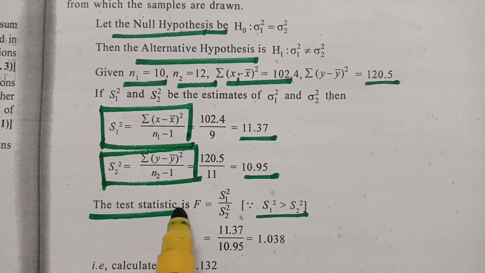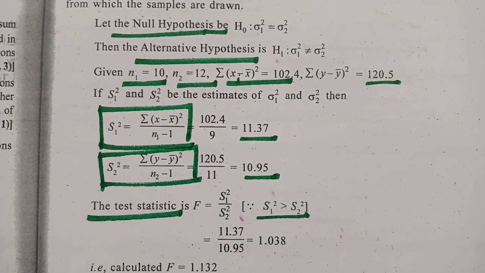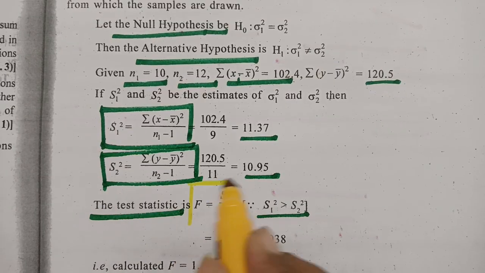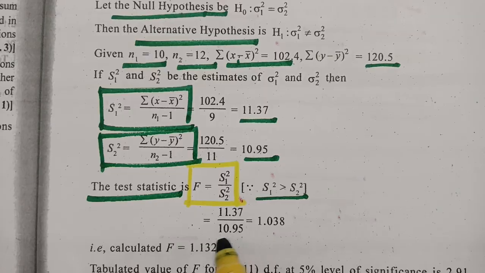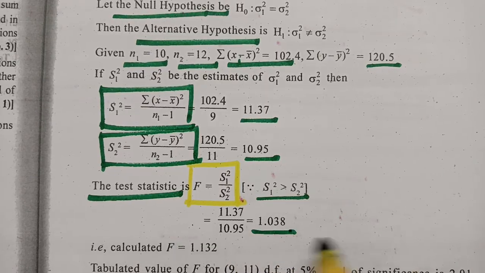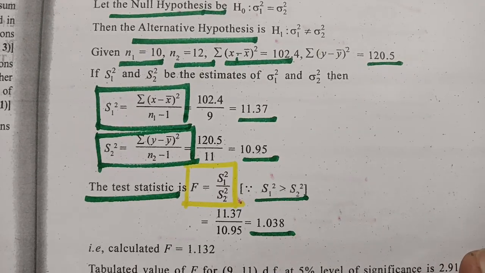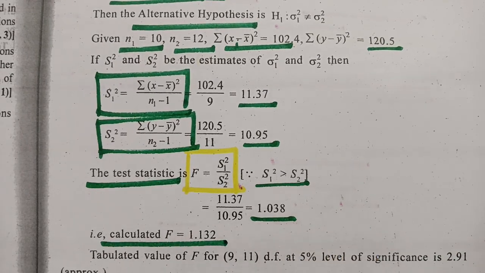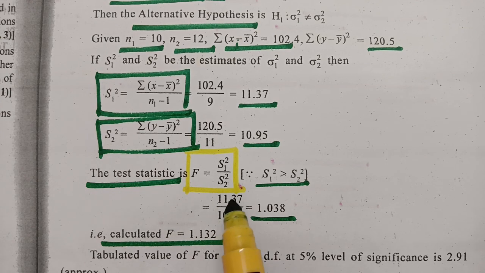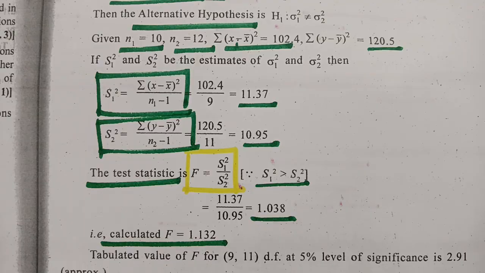According to our test statistic, whichever is greater, we have to take it in the numerator. Therefore, the formula of F will be S1 square by S2 square, that is 11.37 by 10.95. The value here is 1.038. So this is the calculated value, 1.038. You have to use your calculator, and whichever value comes, that will be the answer.